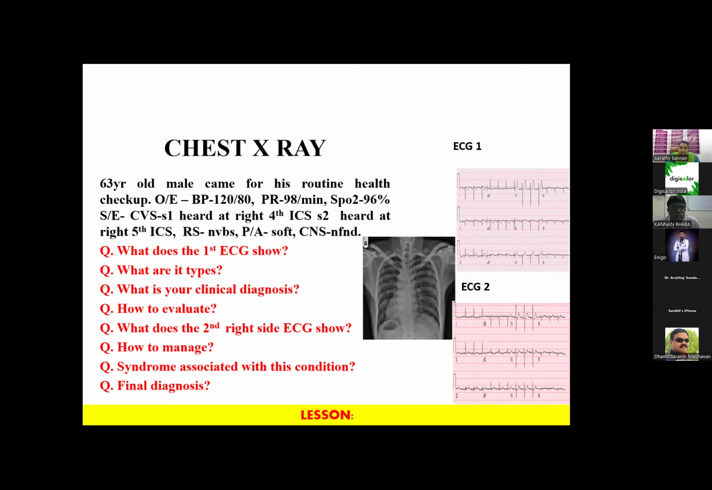An ECG was taken for him. The first ECG, what does it show? What are the findings in that ECG? What are the different types of this condition you can think of? With this, what will be your clinical diagnosis? How will you further evaluate him?